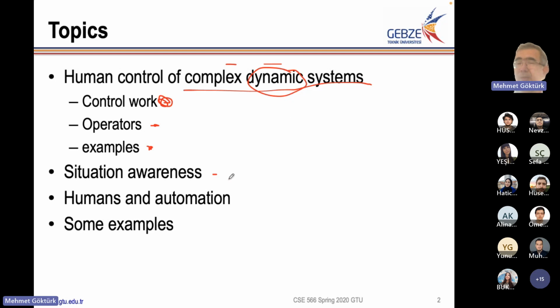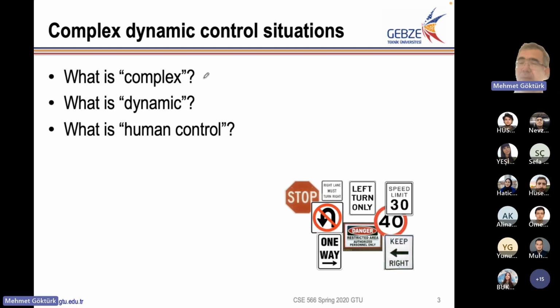So we will be discussing situation awareness and automation, and we will discuss some examples. As I said, we have two keywords, dynamic and complex. Complex means more than one variable. Dynamic is time changing. Why is that important? Because when an operator is dealing with time changing variables, such as driving a car, such as flying a plane, you need to interact with multiple variables in time, in a proper time, so that actions are taken as soon as possible before it becomes too late.